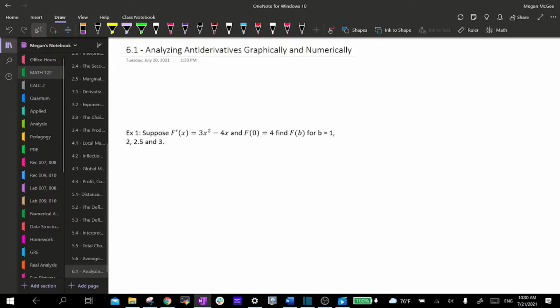Welcome to the start of our last chapter. Here we are at section 6.1, analyzing antiderivatives graphically and numerically. So first I just want to touch on the word antiderivative.